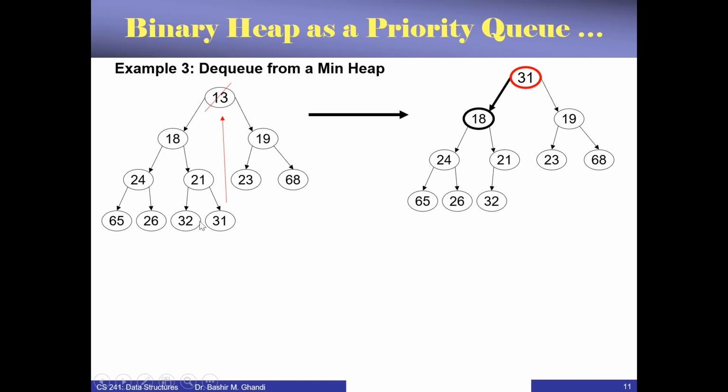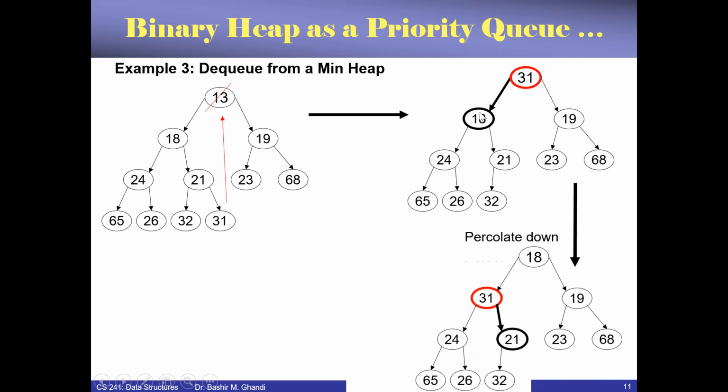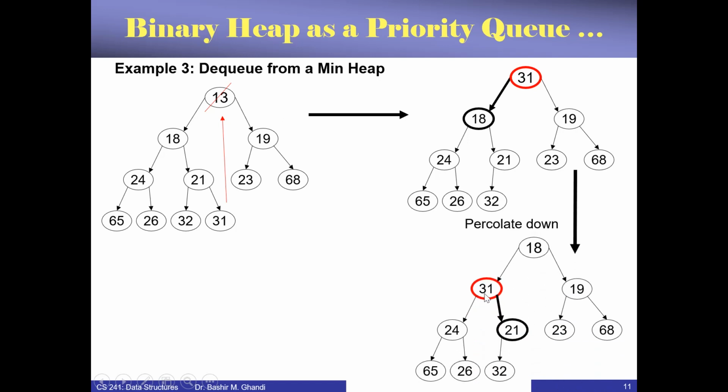If it is a max heap, we will swap with the larger of the two, because remember, we want the largest element to go to the top in that case. In the case of min heap, we want the smallest to go to the top. So here, 18 and 19, which is smaller? Obviously 18 is smaller. So 18 will go to the top to be the new root, and 31 will come down. This is what we have after one percolate down.